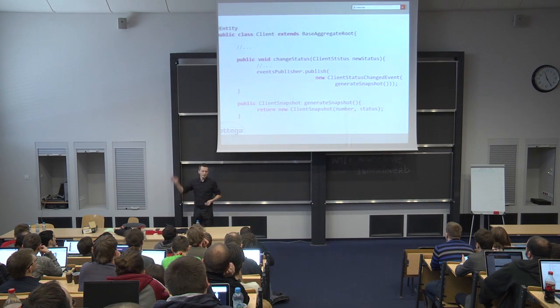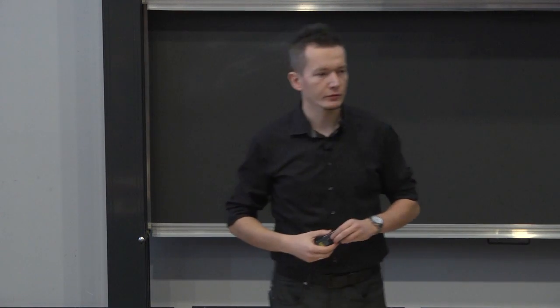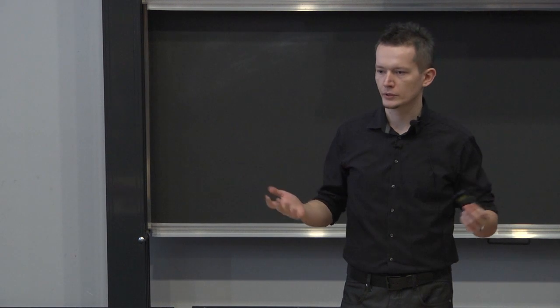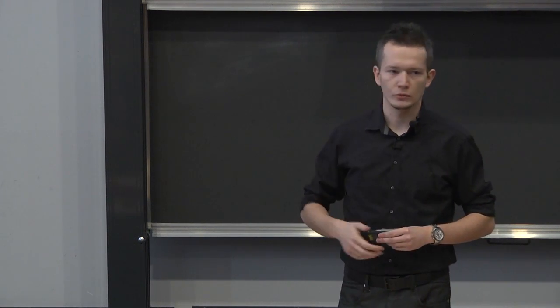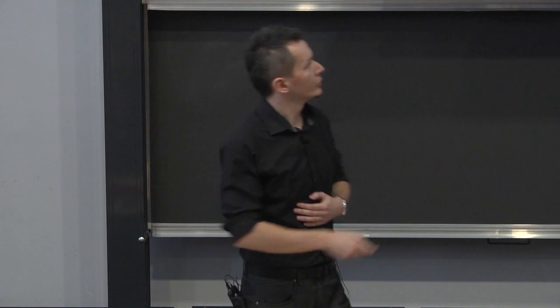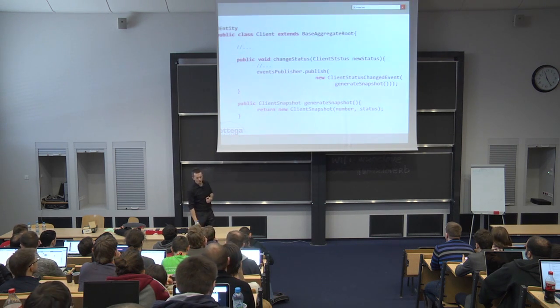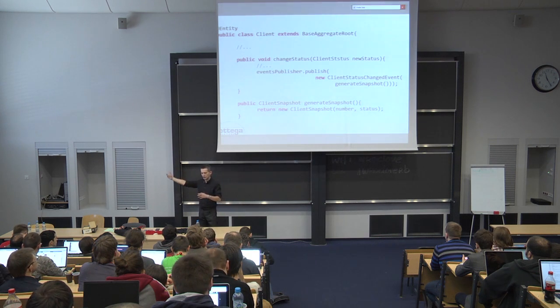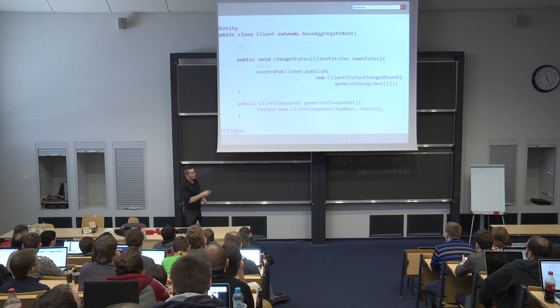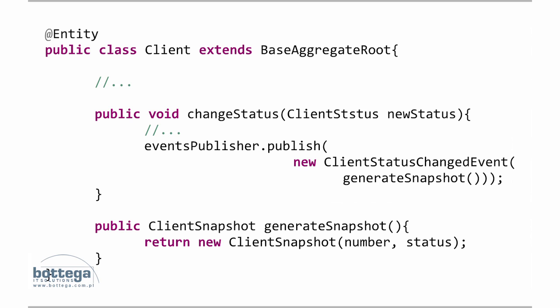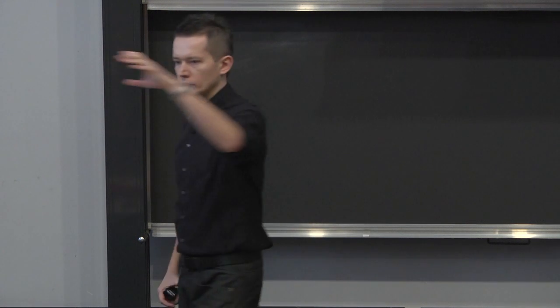Client says, hey, my status has changed. If anybody is interested about it, do whatever you want. So I publish an event. And I don't want my domain model to leak outside the context. That's why we create a snapshot. Value object that carries some information about client, because I don't want client class to be visible in our context.